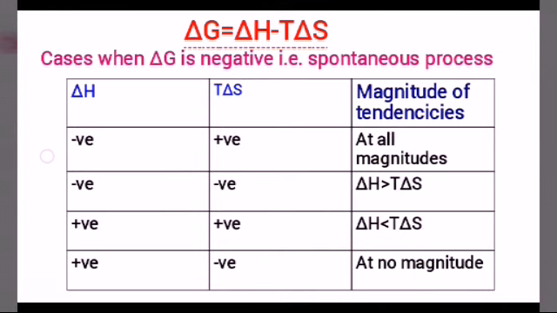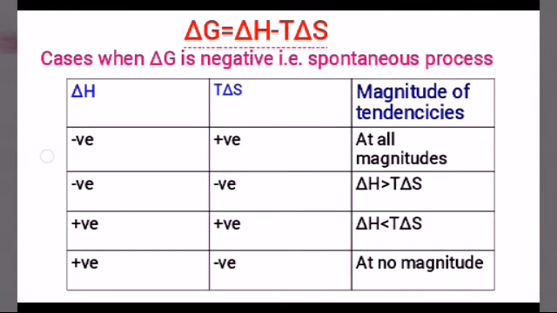Lastly, we have positive delta H and negative T delta S. It always returns positive value of delta G. So it is always non-spontaneous and it can never be spontaneous, and we can say that at no magnitude is it a spontaneous process. So remember this table. The questions are mostly asked from this table or from this equation.